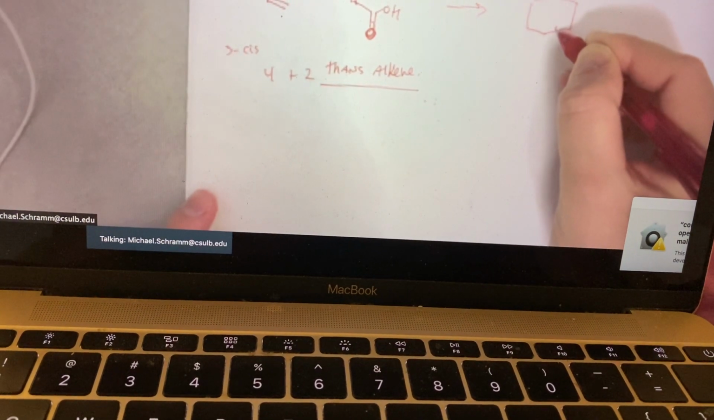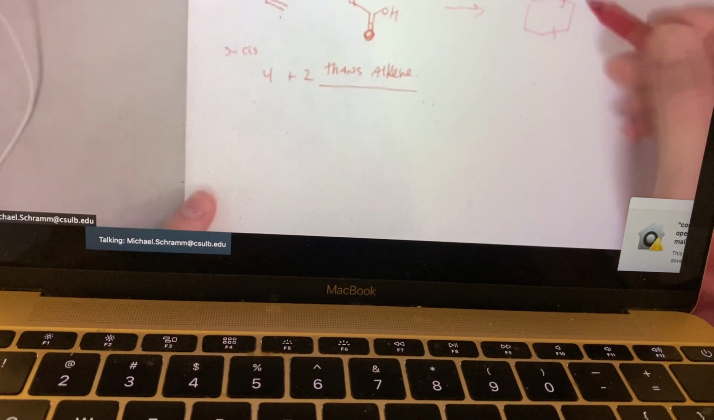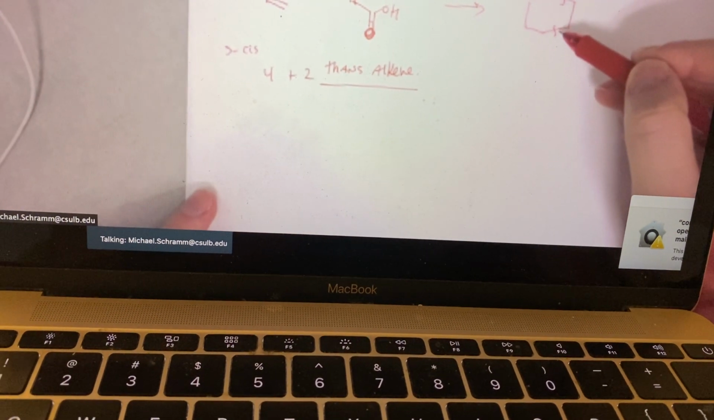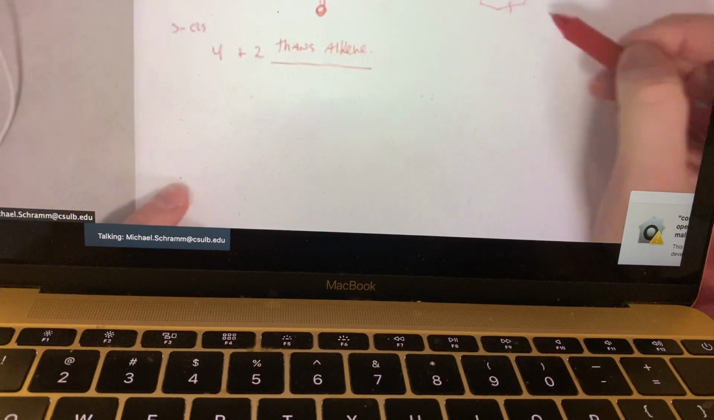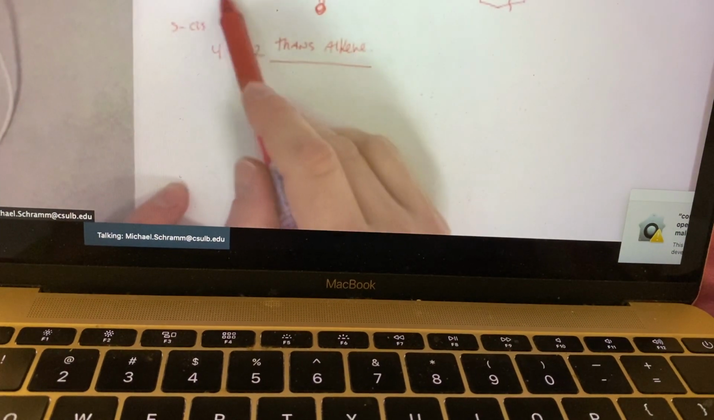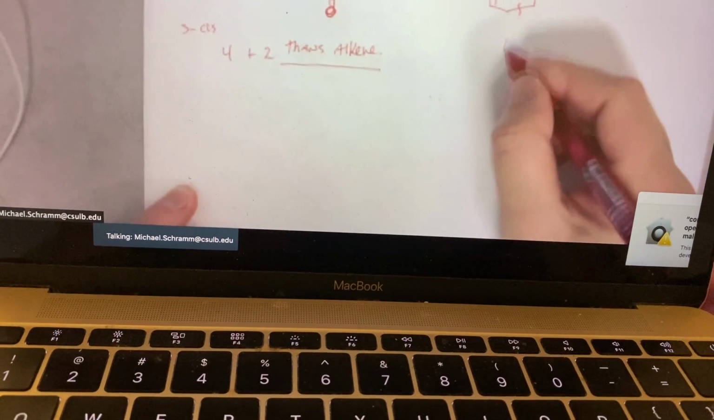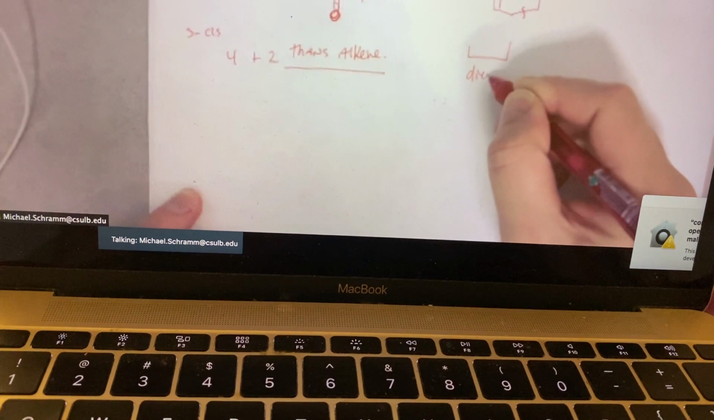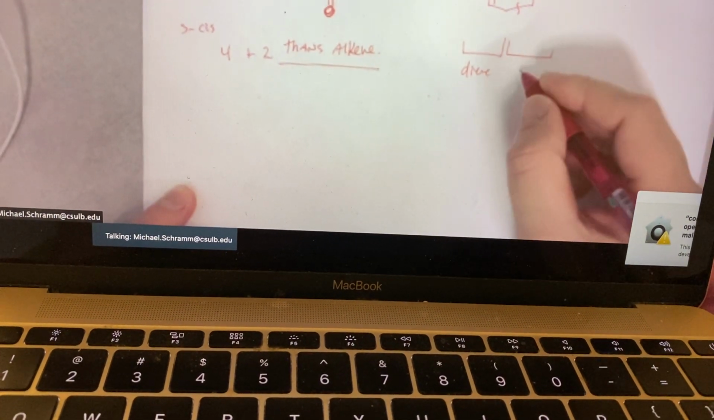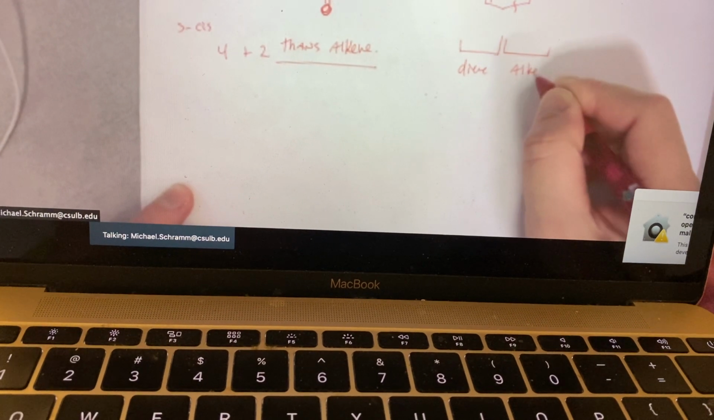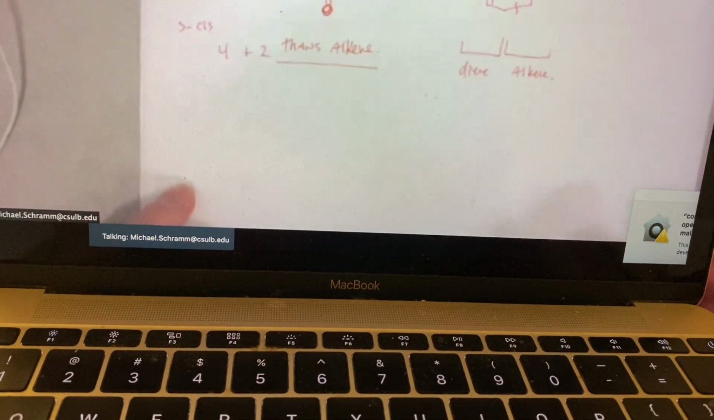Where I'm putting these 2 little slashes here, this might be a good reminder for which came from which, right? So we've got 4 carbons over here on the left of the molecule, this came from the diene. And on the right end of the molecule, this one came from the alkene. There are other things that are attached here.